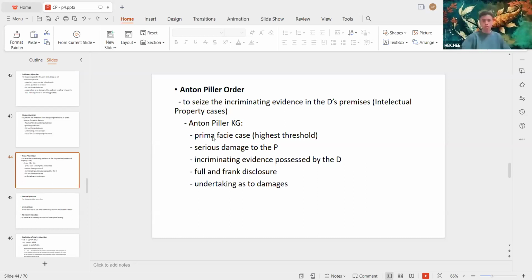Okay. Anton Piller requires a prima facie case, which means that you have already established your case. It is a very high threshold, so among the three, that's why I put it by tier. Tier 1 is prohibitory, tier 2 is Mareva, and the third tier is Anton Piller, because the threshold it imposes is already too high.